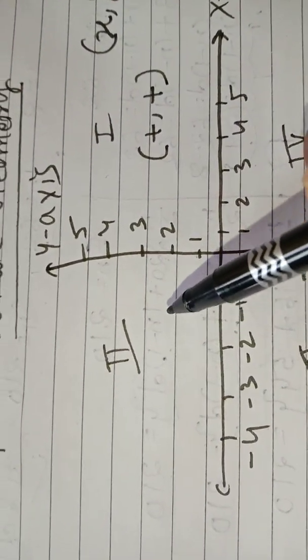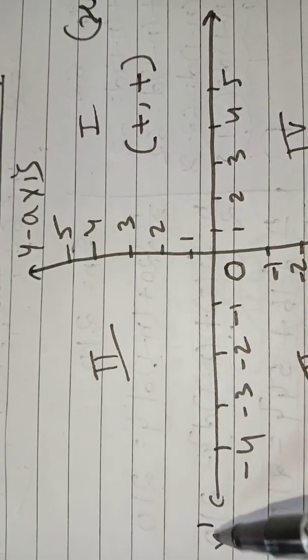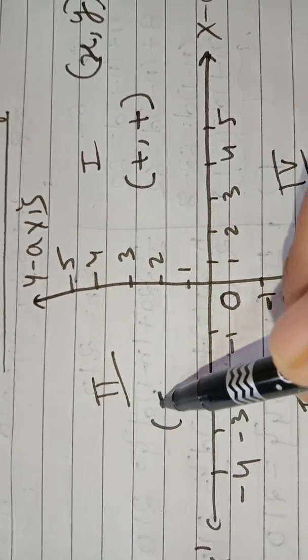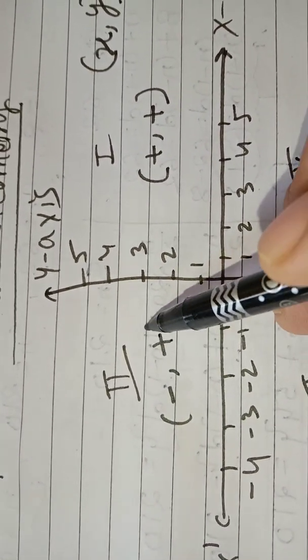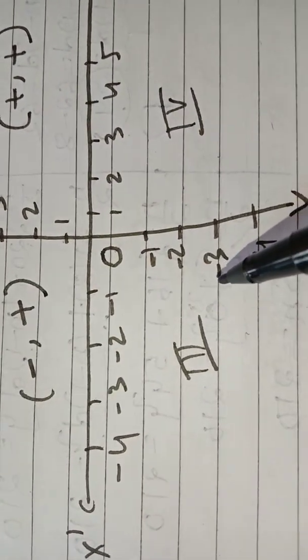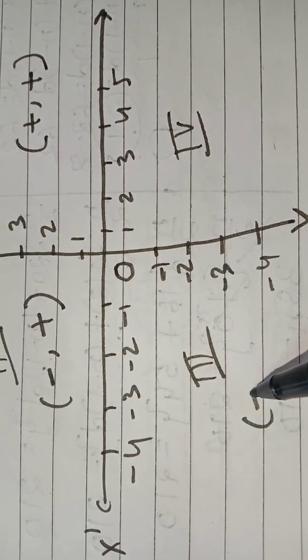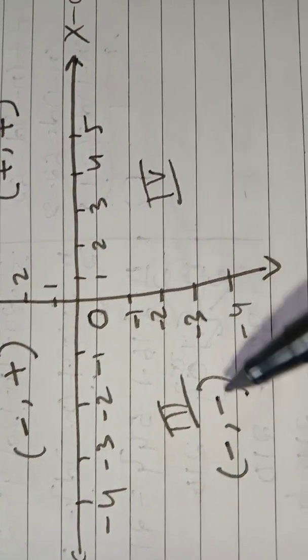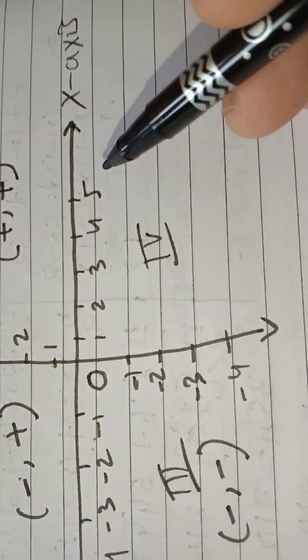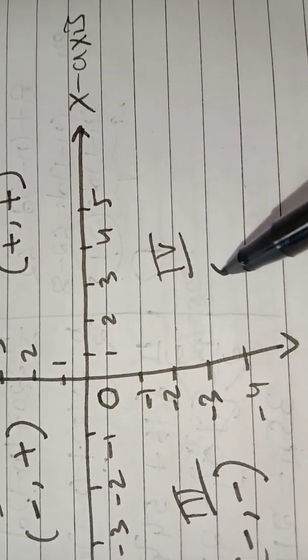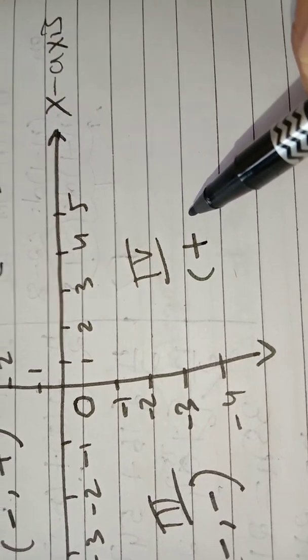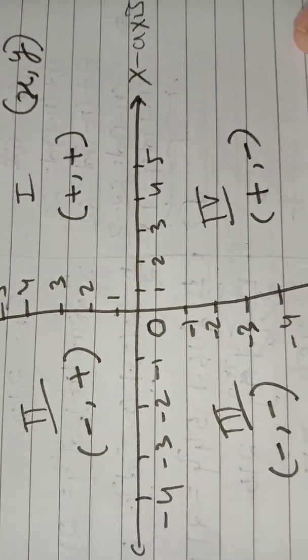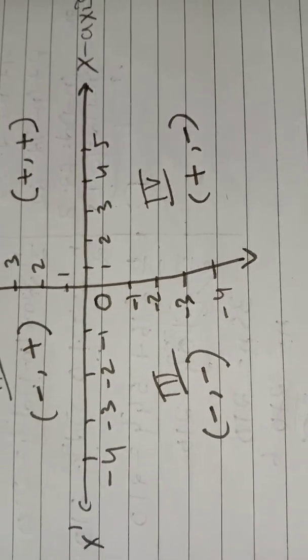In the second quadrant the value of x is what? Negative, and y is what? Positive. In the third quadrant you will observe that both x and y are negative, and in the fourth quadrant we will come to know that the value of x is positive and y is what? Negative. So this is what you have done in the Cartesian system, and you have plotted the graph also.